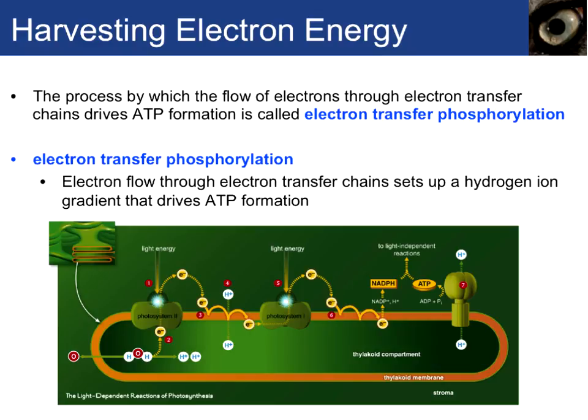Okay, and again, this slide, same thing. This is just what we went over, going through the process of electron transfer phosphorylation. That's just talking about using the energy from this high energy electron as it goes down the electron transport chain to phosphorylate ADP into ATP.